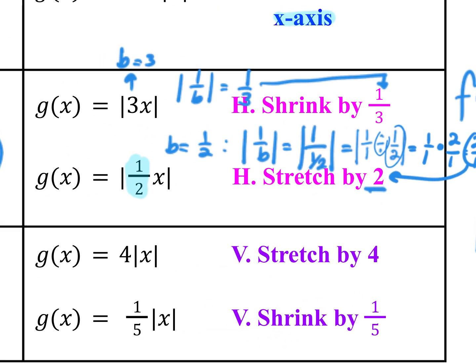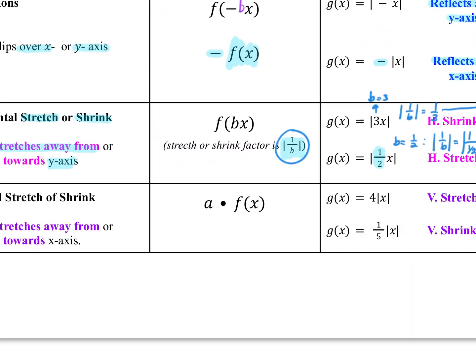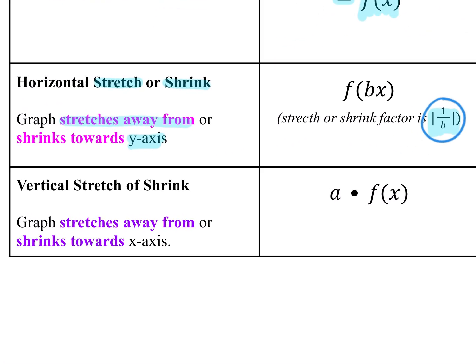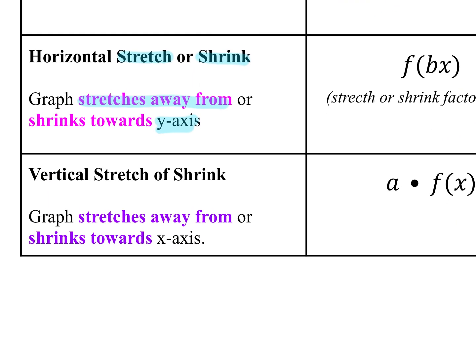So remember this one, that when the b is bigger, it's going to shrink. When the b is less than 1, it's going to stretch. Okay, so the last one is called the vertical stretch or shrink. Vertical stretch or shrink means that the graph stretches away from the x-axis and shrinks towards the x-axis.